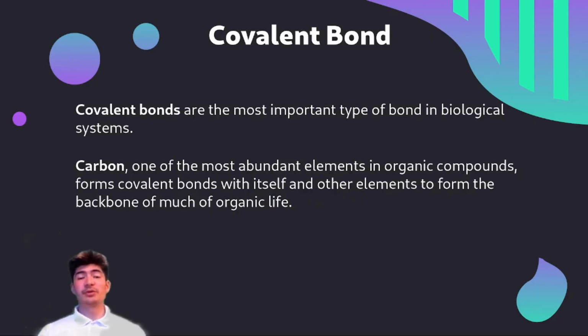Covalent bonds are the most important type of bond in biological systems. Carbon, one of the most abundant elements in organic compounds, forms covalent bonds with itself and other elements to form the backbone of much of organic life. So carbon forms covalent bonds with itself, and that forms the mass, the stuff that makes up organic molecules.